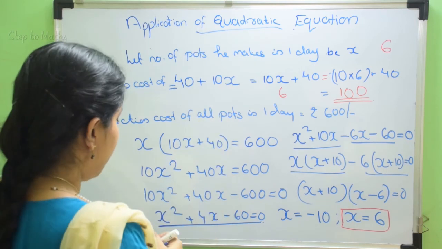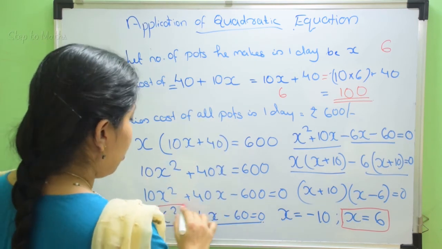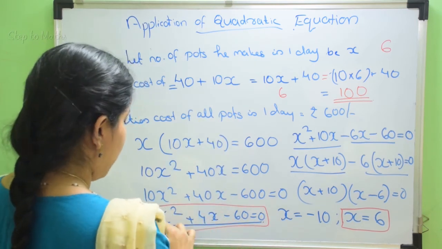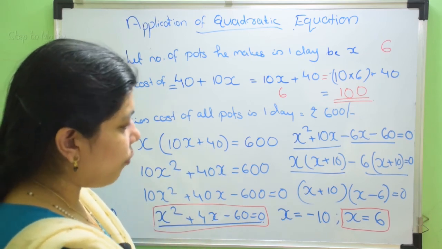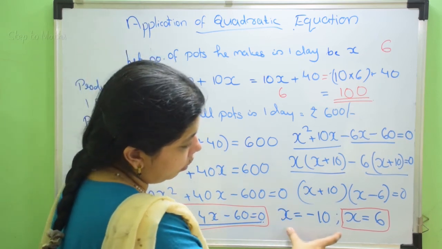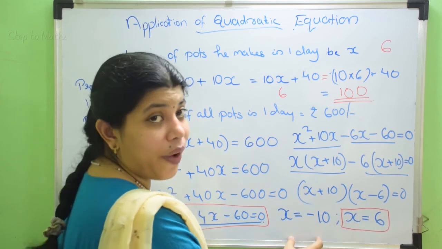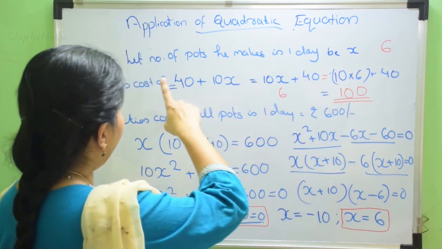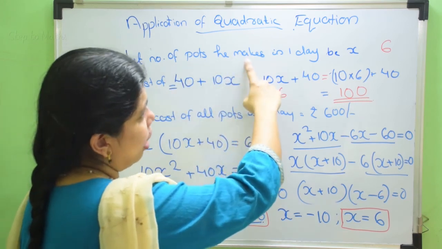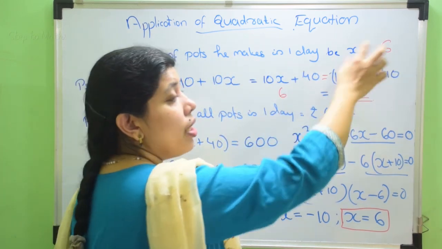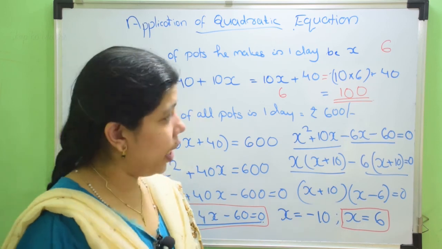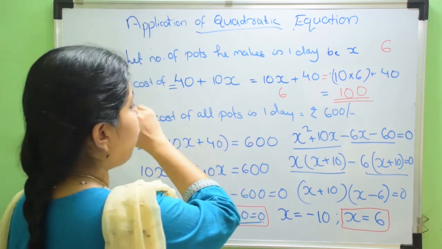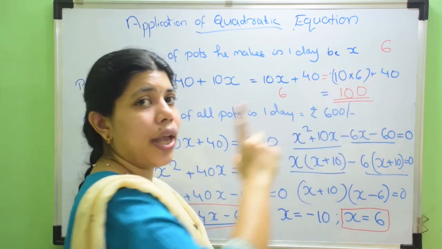According to given condition, we form the quadratic equation, and after solving that quadratic equation we get two values. Here we take the positive value only, and that is number of pots he makes, that is 6 pots he makes in one day, and production cost of one pot is rupees 100.